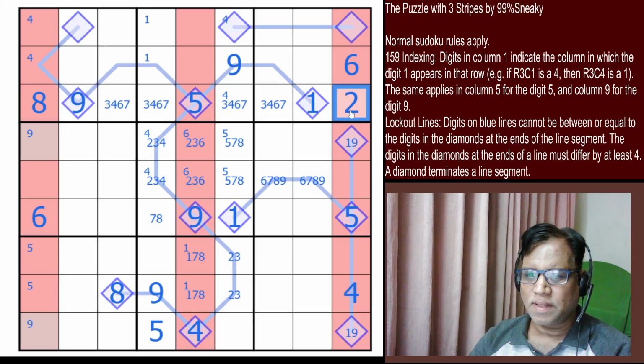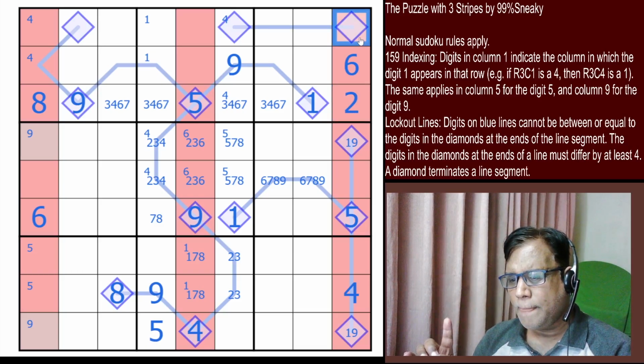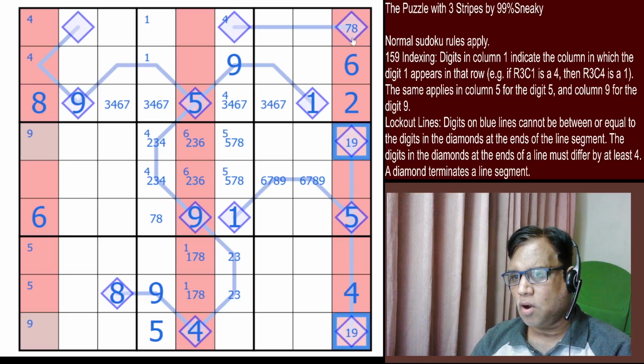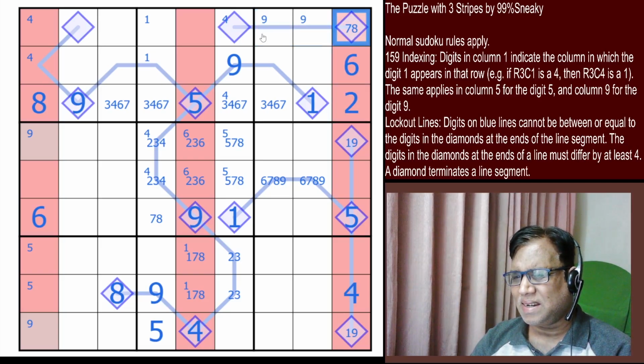Does that resolve anything? Oh, that has to be 7, 8, right? Because 1 9 is gone, and that has to be some high digit, right? We got a middle digit, we got a low digit. That has to be a high digit. 9 has to be somewhere here. In fact, 7, 8, right?